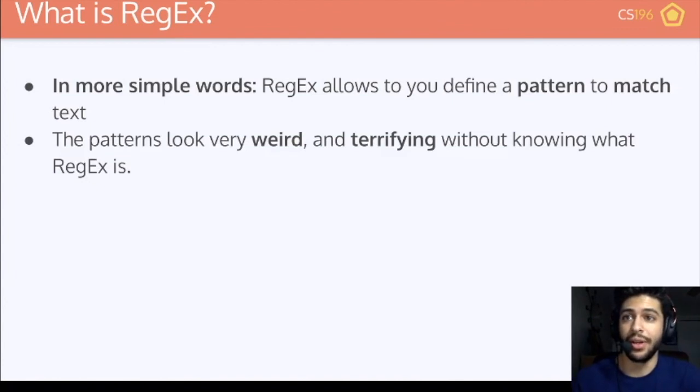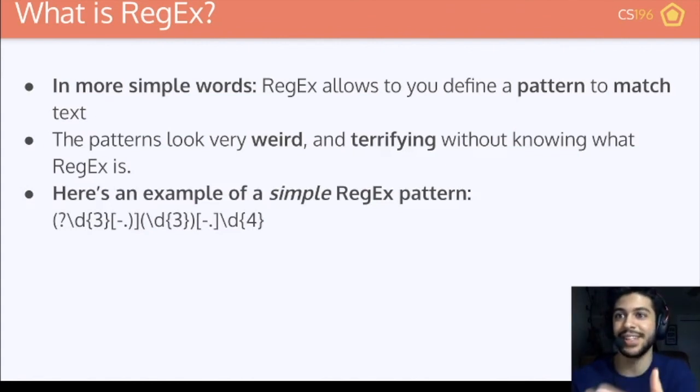The thing about regular expression patterns is that they look extremely weird and very terrifying. Usually this is one of the common deterrents away from people learning regular expressions because, for example, if they see them in a code base and see that they're called regular expressions, they want to stay away from them because they look something like this. This is an example of a simple regex pattern. It looks completely cryptic.